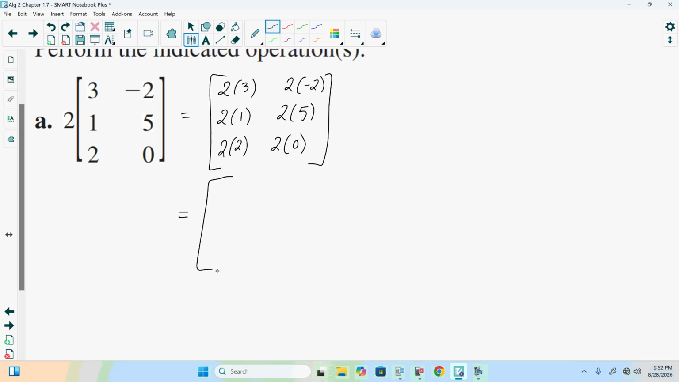Interestingly enough, we cannot divide matrices, but we can multiply them by fractions. So if we want to scale it down, we'd multiply by, say, 1/2, 1/4. We can multiply it by a fraction. We can have fractions in matrices. 2 times 3, 6. 2 times negative 2, negative 4. 2 times 1 is 2. 2 times 5 is 10. 2 times 2 is 4. 2 times 0 is 0.